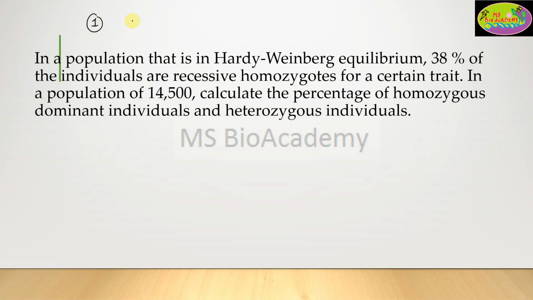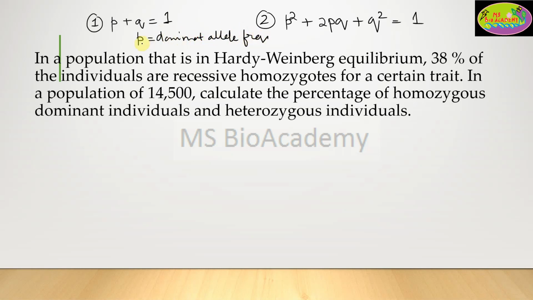You just have to remember that if in a population it is mentioned in the problem that it is following the Hardy-Weinberg equilibrium, then you are going to use these two equations. What are these two equations? P plus Q is always equal to 1, and the second equation is P square plus 2PQ plus Q square is equal to 1. So these two equations we are going to follow, where P is your dominant allele frequency, and Q is your recessive allele frequency.